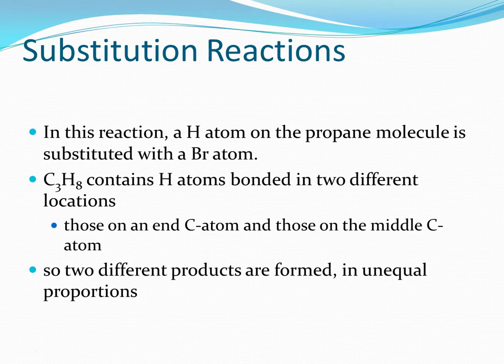In this reaction, one of the hydrogens is replaced by a bromine atom. The bromine can either be attached to an end atom or a middle atom. This means that there are actually 2 different possible products. Both products are produced, but in different amounts.